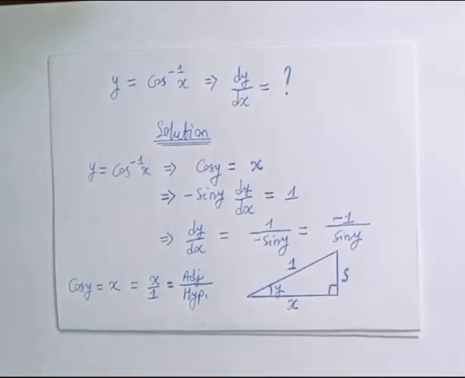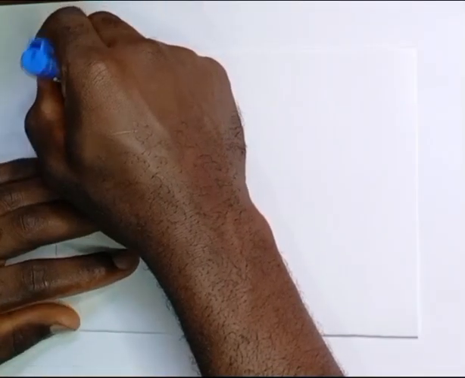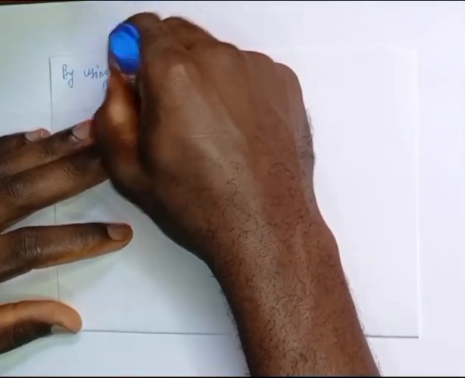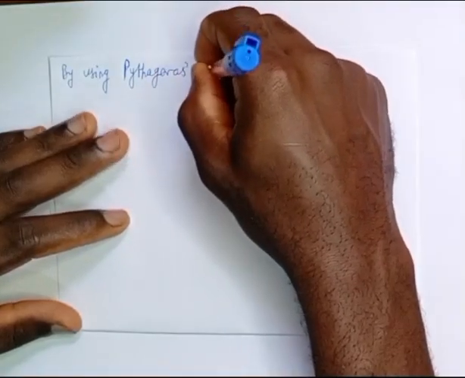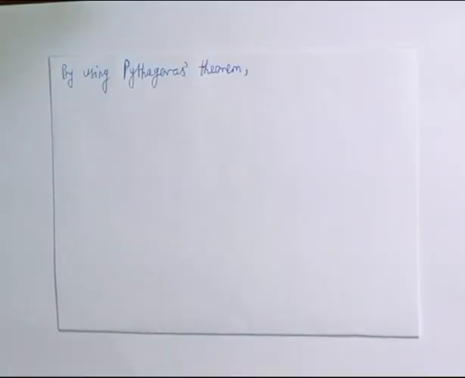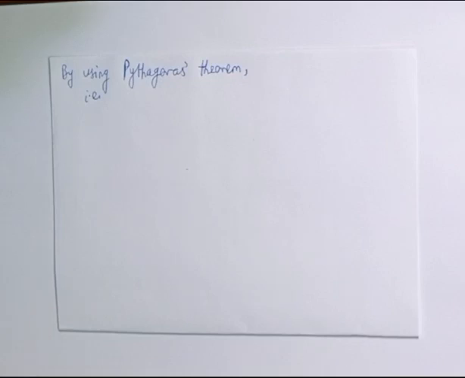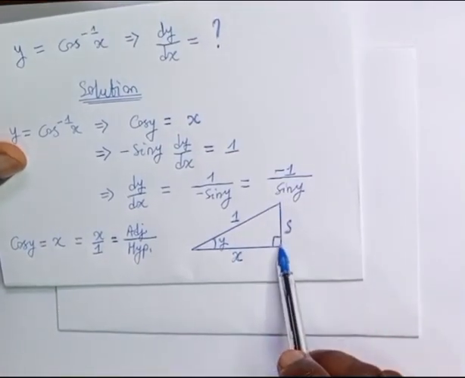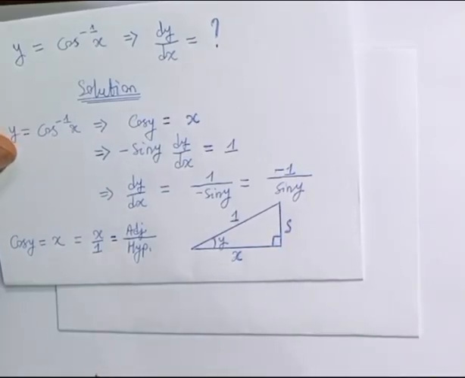By making use of Pythagoras theorem, we are going to find s. We can find s using Pythagoras theorem. Pythagoras theorem states that the square of the hypotenuse is equal to the square of the base plus the square of the height for any right angle triangle.